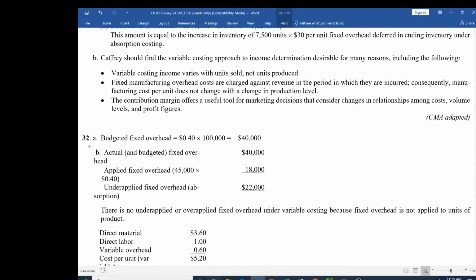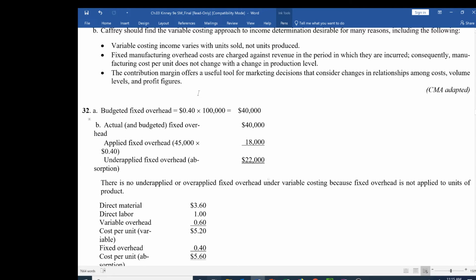All right, is this given? Budgeted fixed overhead, 40 cents times 100. Is the 100 given? I think so. Huh? I think so.